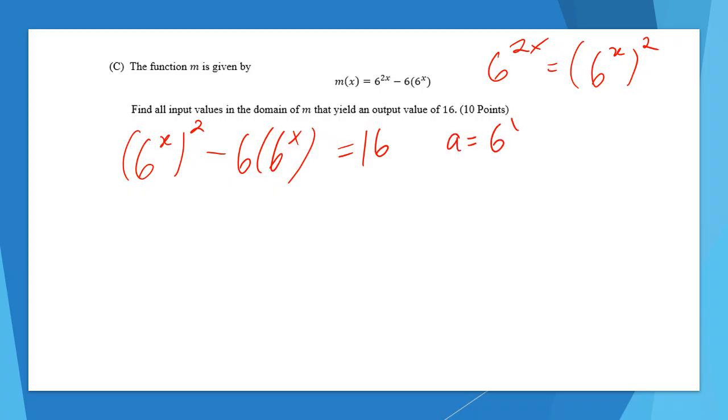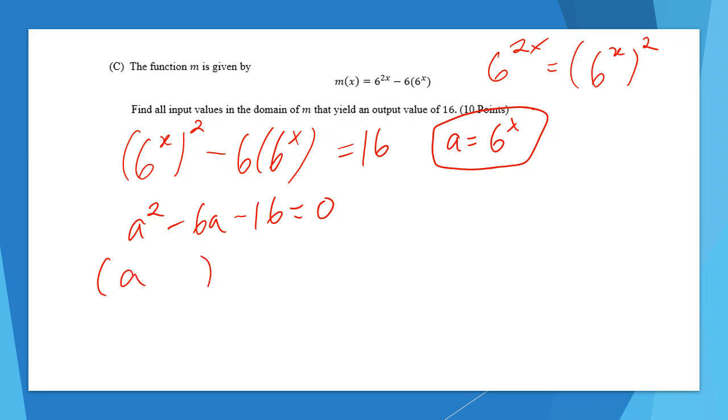And so now it should be pretty clear that we want to use the A method. So this should be a squared minus 6a minus 16 equals 0. We want to solve this quadratic. So this should be (a minus 8)(a plus 2) equals 0, a equals 8, a equals negative 2. And now sub it back in.